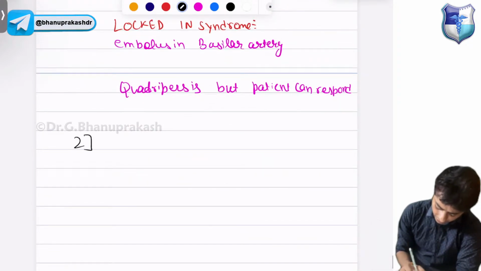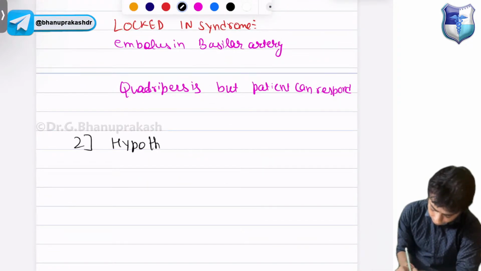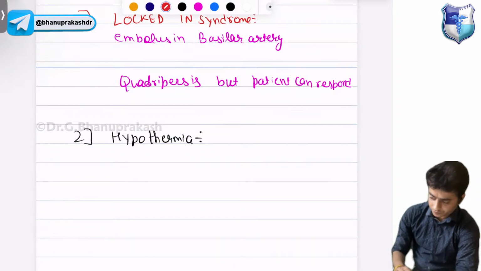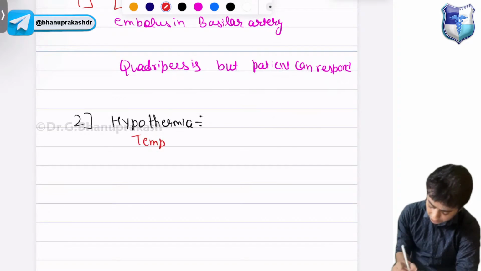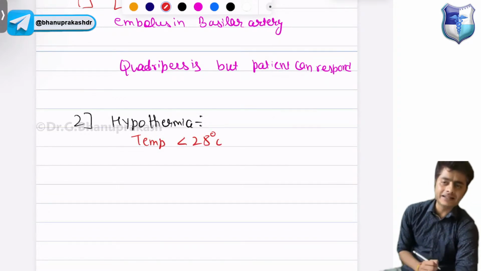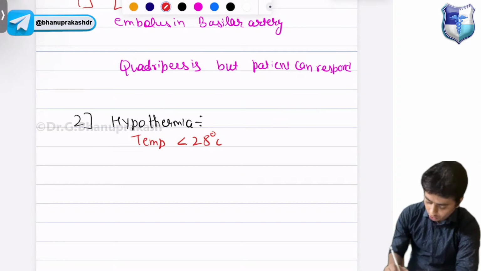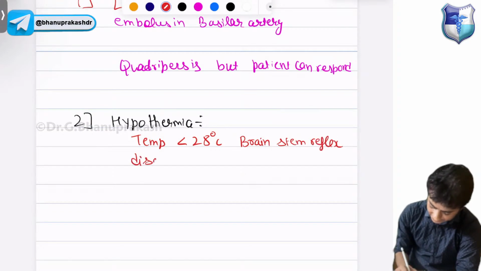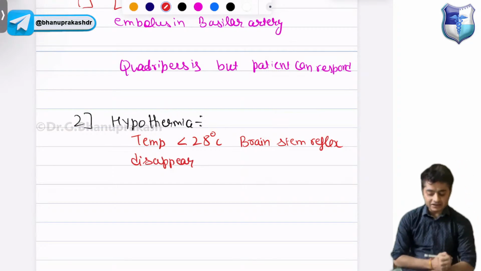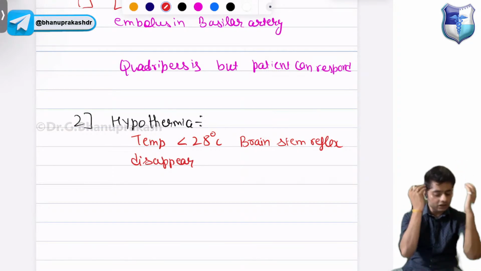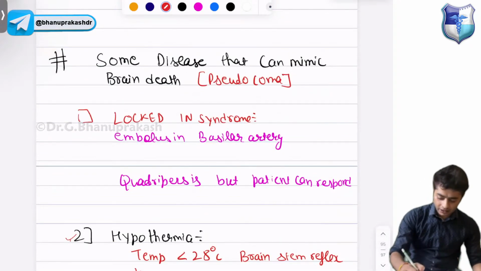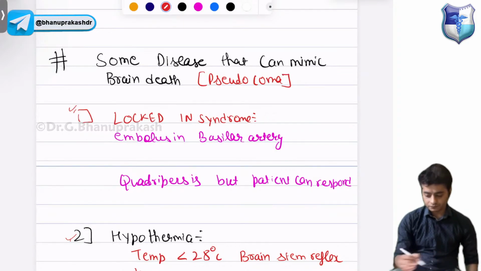Other can be hypothermia. In hypothermia, what happens is that when your temperature is less than 28 degrees Celsius, your brainstem reflexes disappear. And if your brainstem reflexes disappear, what will you think? You will think the patient is in coma, but actually the patient was in hypothermia. So all these conditions can mimic your pseudocoma condition.